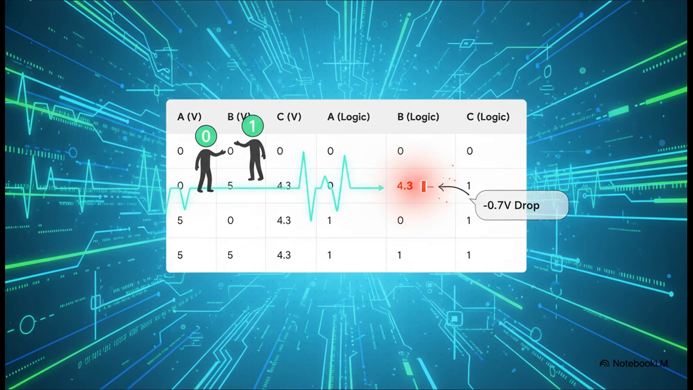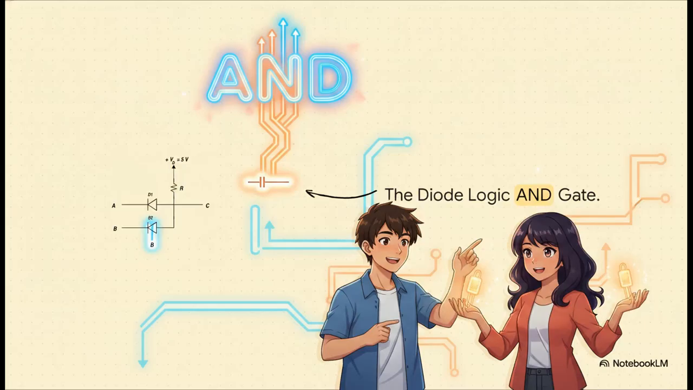But pay very close attention to the actual voltages here. Look at that second row. We put in 5 volts for our logic 1 on input B, but what comes out at C? Only 4.3 volts. Why? Because you always get about a 0.7 volt drop across a standard diode. Now, that might not sound like a huge deal, but trust me, that little drop is the Achilles heel of this entire logic family. Okay, so that's the OR gate.